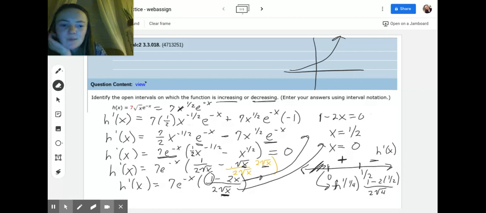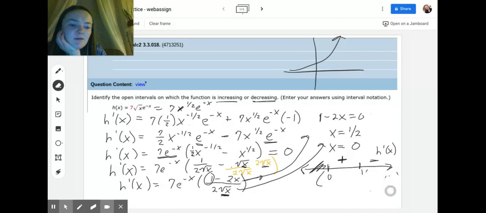My bad. All right, so we can determine at this point that I am increasing from 0 to 1/2, and I'm decreasing from 1/2 to infinity. So from 0 to 1/2, I can say that I am increasing.